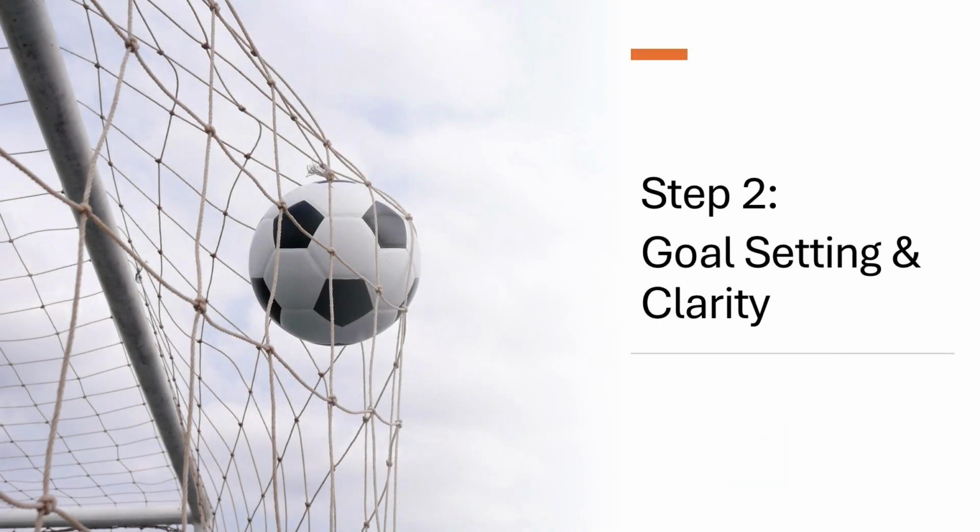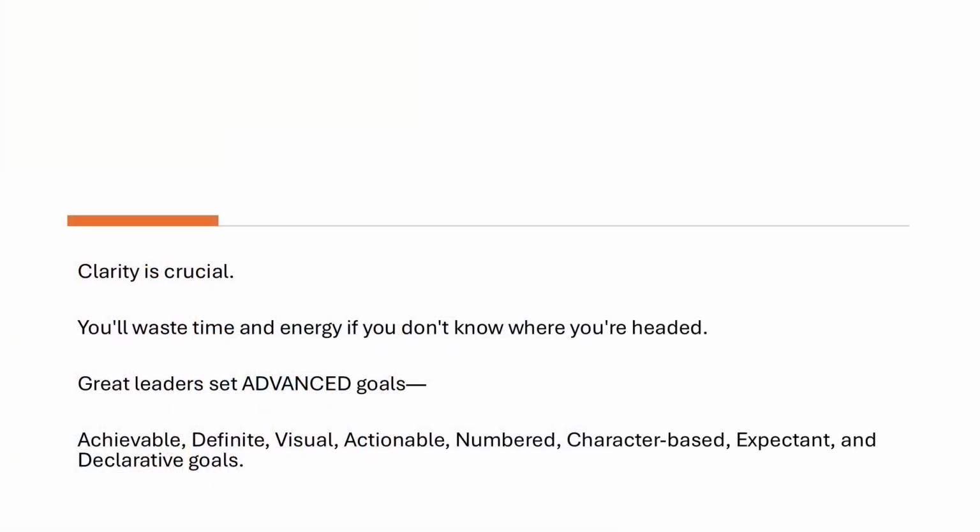Step 2 in this 5-step journey is goal setting and clarity. Clarity is crucial. If you can see it, your followers can see it. If you can't see it, you won't pursue it. So clarity is very crucial. You will waste time and energy if you don't know where you are headed. Great leaders set what I call advanced goals.